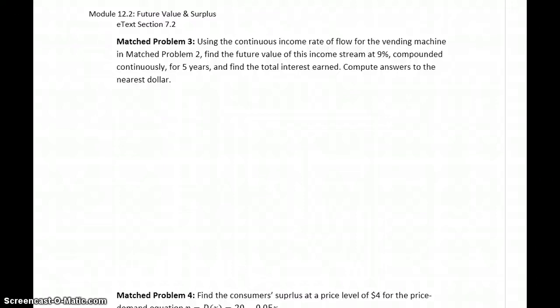In match problem 3, we want to use the continuous income rate of flow from the vending machine problem in match problem 2. We want to find the future value of this income stream at 9%, compounded continuously for 5 years, and find the total interest earned, and compute any answers to the nearest dollar. So what we have is that same function for match problem 2, invested with an interest rate of 0.09 or 9%, and we're investing it for a total of 5 years, so capital T equals 5.